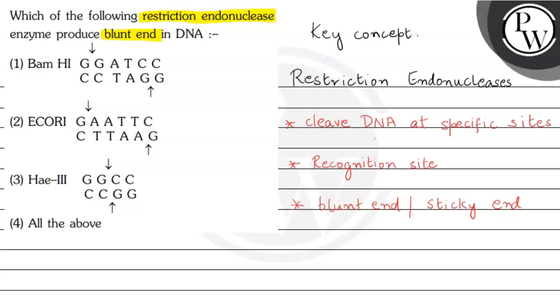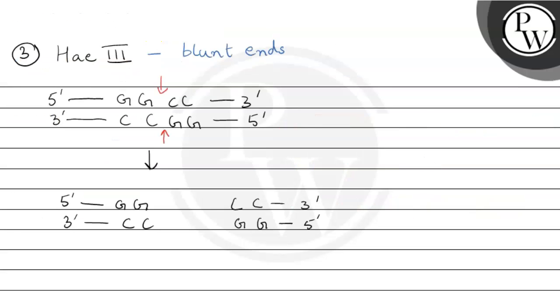So now if we come back to the question, the first option was BamHI. This was giving sticky ends and not blunt ends. Therefore, this won't be our correct answer. The second option, EcoRI, was also giving us sticky ends and not blunt ends. So again, this won't be the answer. The third option says HaeIII. HaeIII was giving us blunt ends. So this will be the correct answer. The final answer for our question is option 3, that is HaeIII.